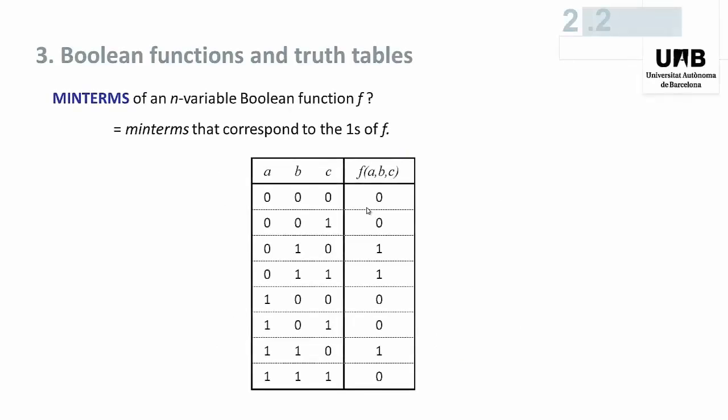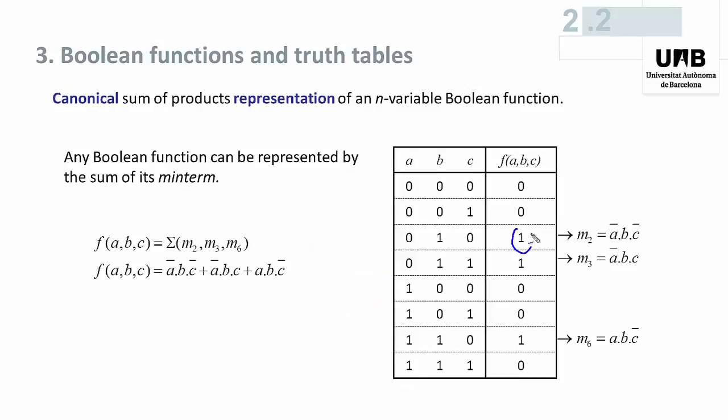Question: how can we generate an expression from a table? A straightforward method is to look for the ones of the function and associate with those ones the corresponding minterm. In this example, function f has 3 ones. To those 3 ones correspond those minterms. Minterms: not A times B times not C.